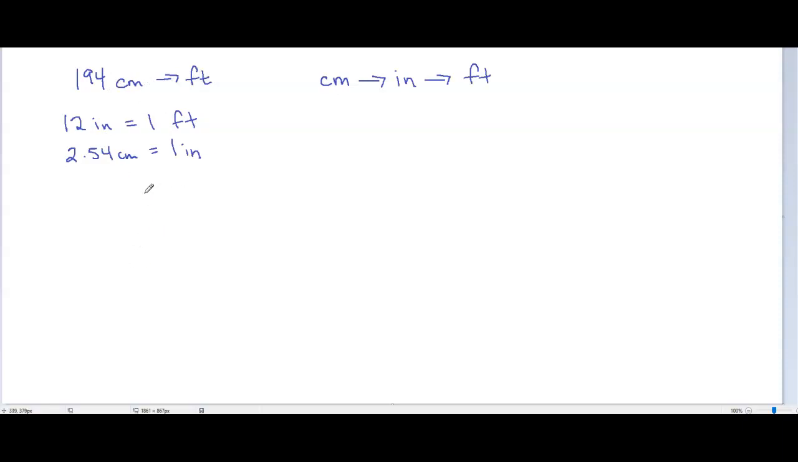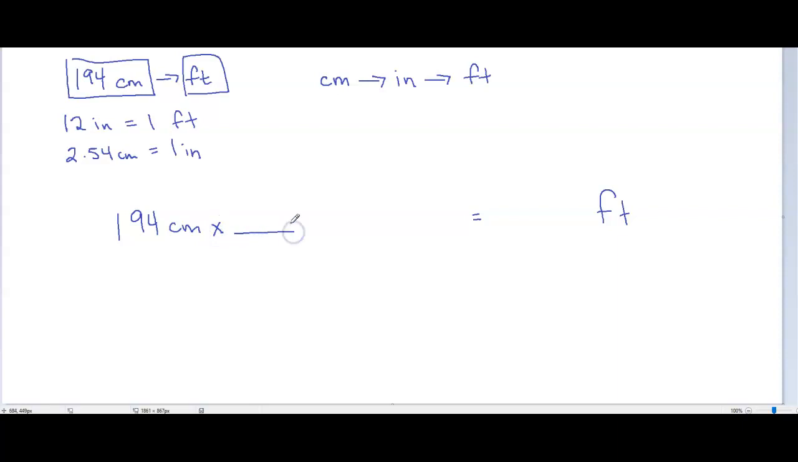So whenever I am setting up my conversion path, my map, I always start out with what I'm given, 194 centimeters. And what I'm trying to find is feet. So that's going to be way over here. That's going to be equal to a number in feet. I'm going to go from centimeters to inches.